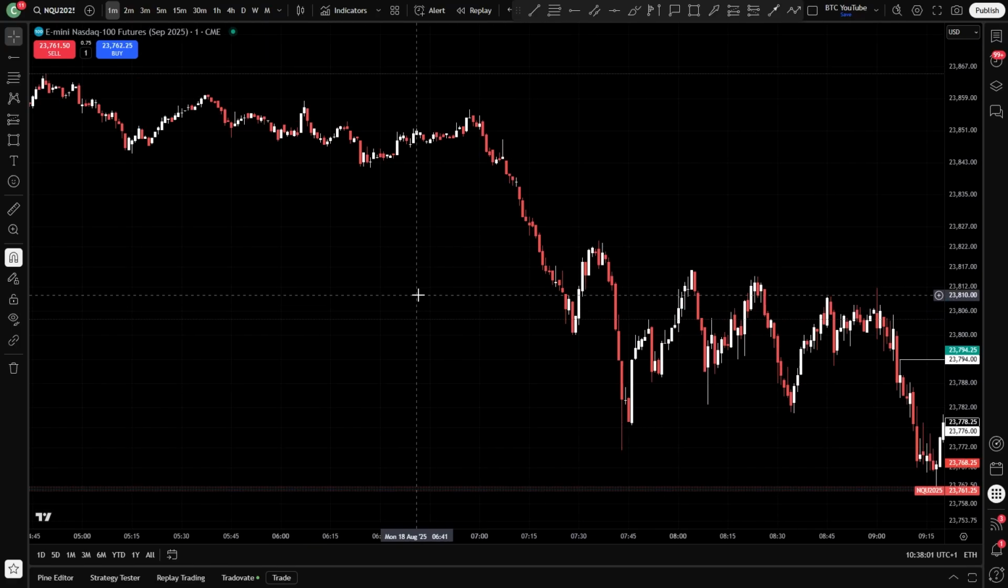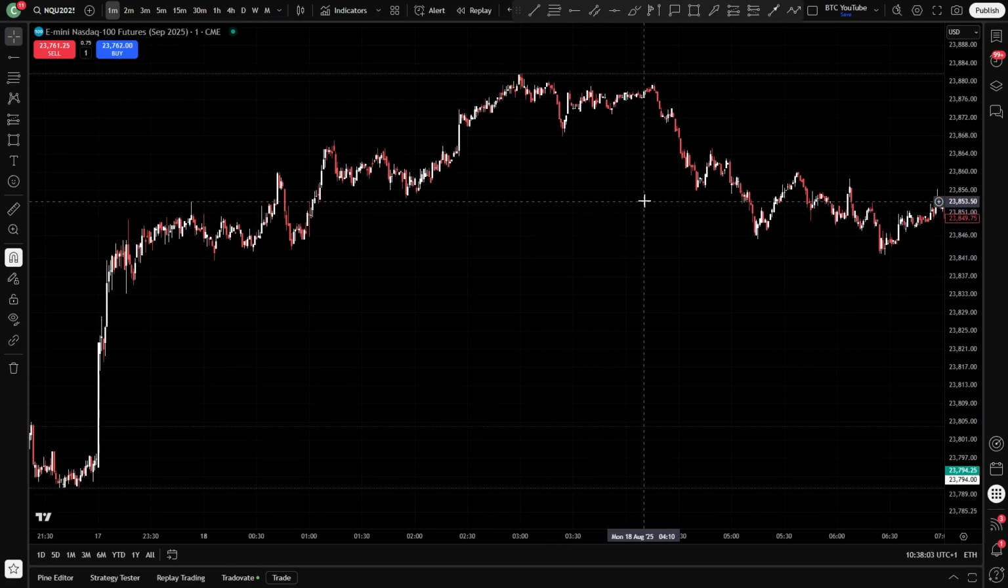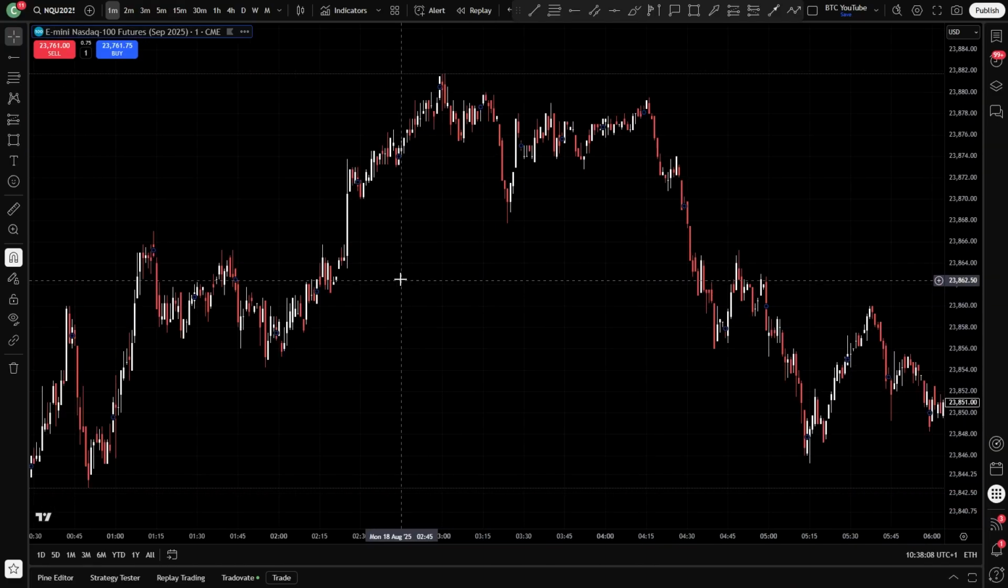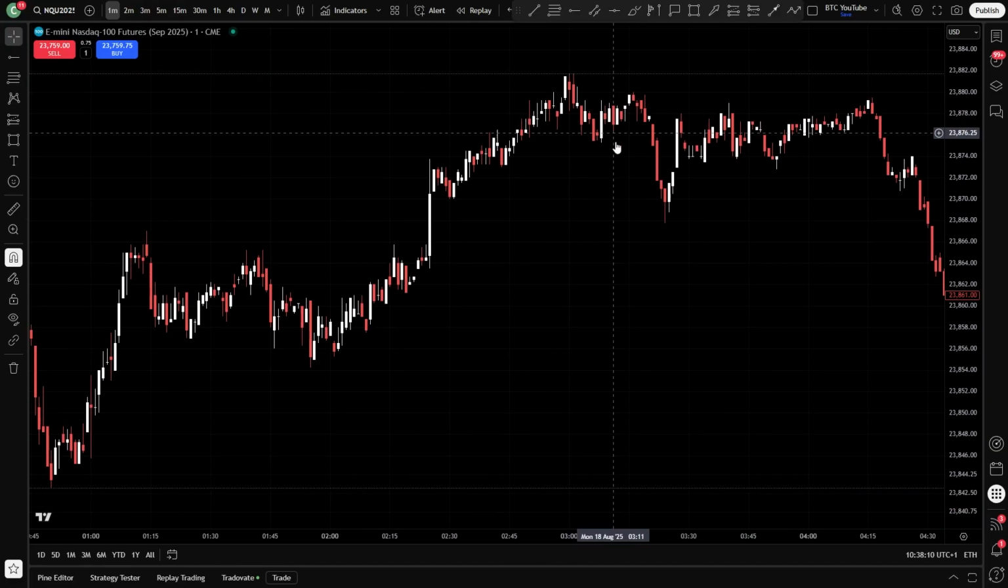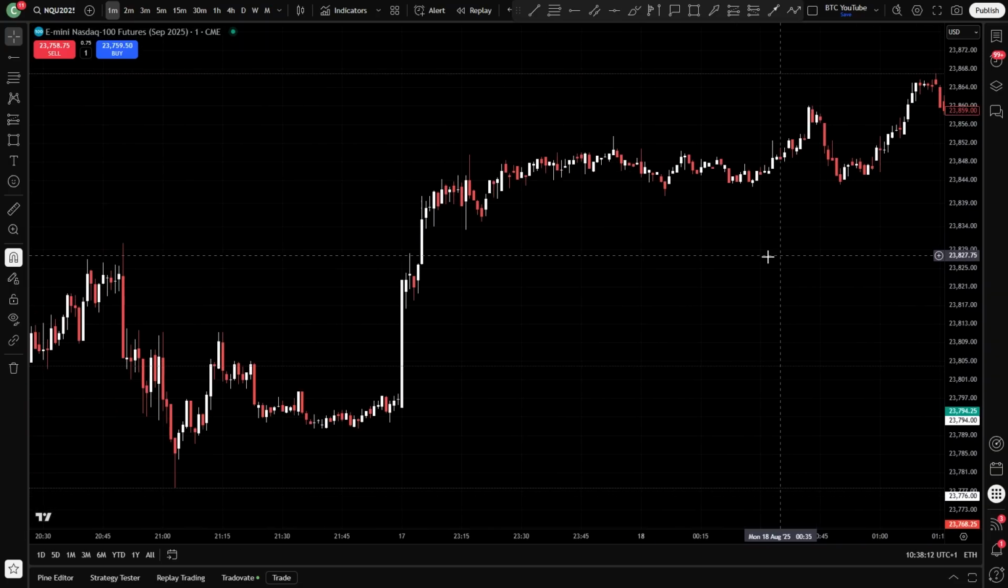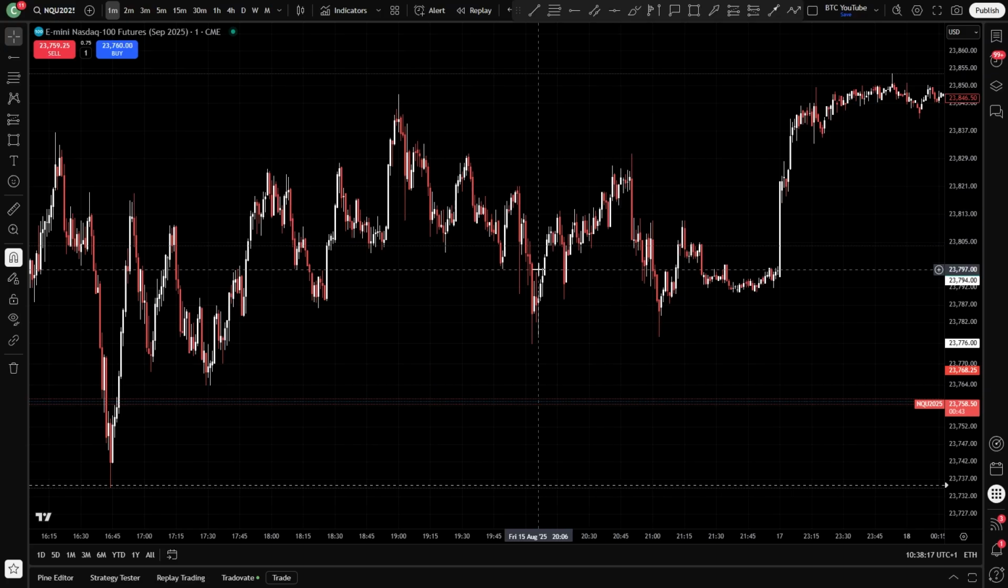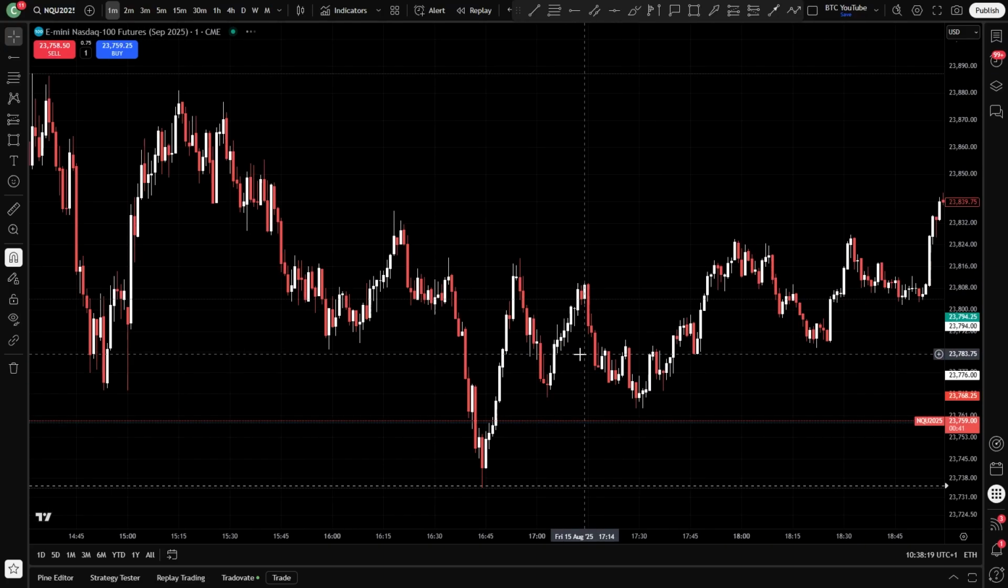Nothing here, just a bit of consolidation, but no major sweeps. You can see throughout the night here, not too much going on. Nothing that I can really see here that would have been anything decent, to be honest. Just a lot of accumulation, a lot of chop, to be honest, not many decent swings. Have we got one here?